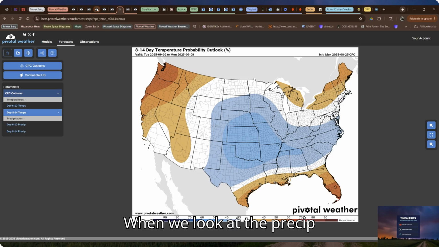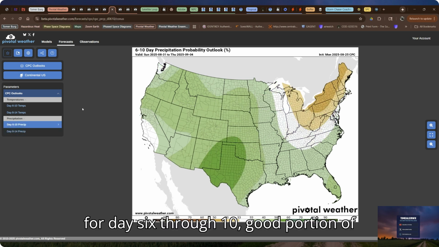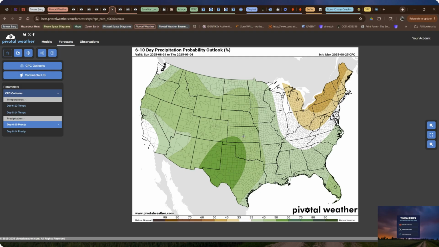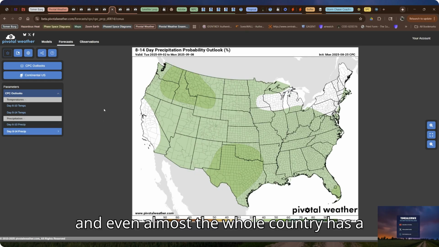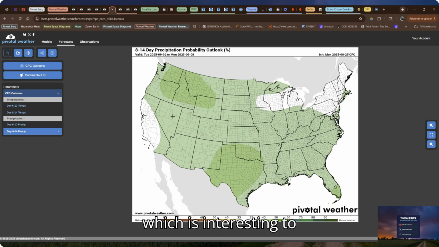When we look at the precip for day 6 through 10, a good portion of the country has above normal precip chances. This is the 31st to the 4th. And almost the whole country has a good chance of being above normal precip, which is interesting to see. We'll see if that happens or not.